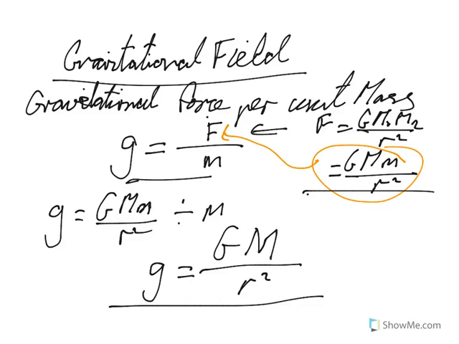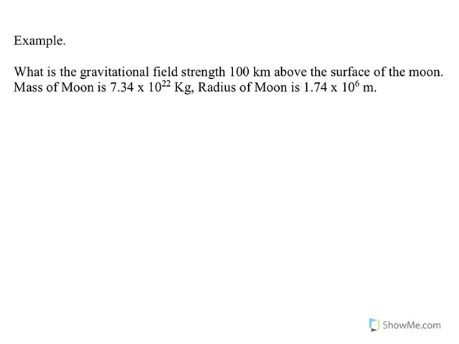Alright, so let's have a look at the example we've got here. What is the gravitational field strength 100 kilometres above the surface of the moon? We've got the mass of the moon and the radius of the moon. You'll notice again it's got this above the surface. So that bit there is 100 kilometres, which is 100,000 metres.